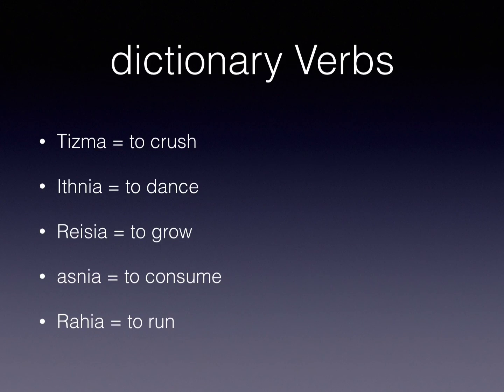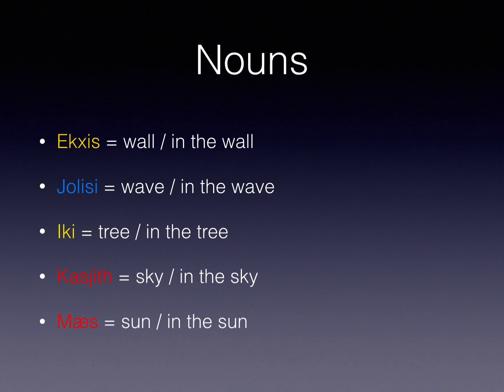After that, I just want to show some words that I made. So here are some dictionary form verbs that you can use with your new spells. There is tisma, ithnia, resia, asnia, and rahia. As you can tell, they all end in a, so it's easy to tell when they're dictionary form. Next up, we have nouns, exis, iolisi, iki, kasith, and mice.